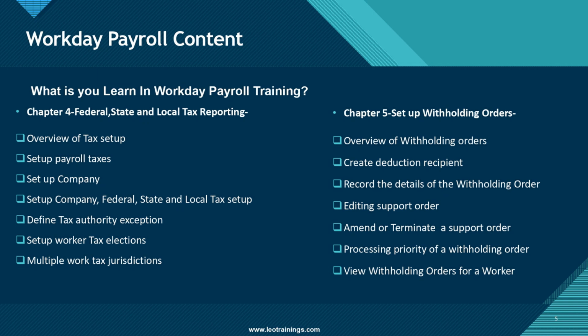Then after that, withholding orders, or you can also call them garnishments. In the US, UK and Canada, this is a very familiar term. Like creditor garnishment, spouse support, child support, federal and state garnishments.